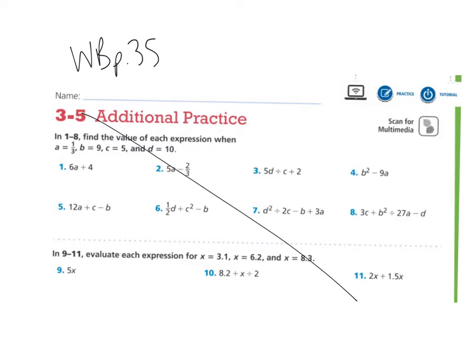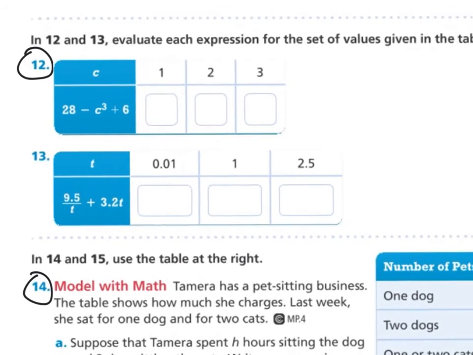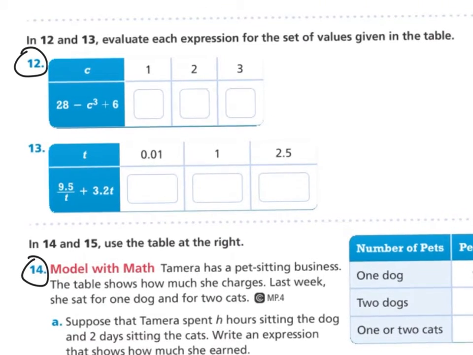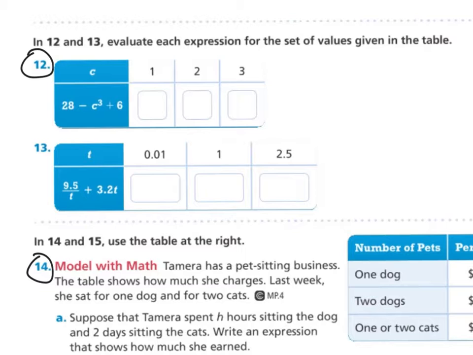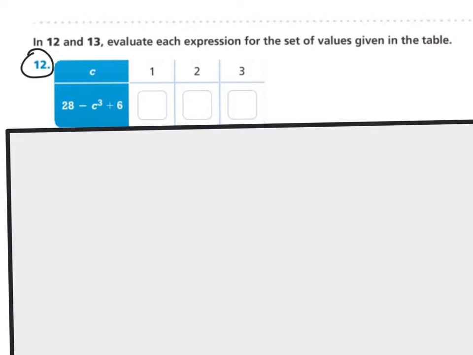Looking at workbook page 35, the first problems are all very similar to what we did in the book, so we're going to skip on to some other things that we haven't had as much practice with. So let's look at number 12. Number 12, it says evaluate each expression for the set of values given in the table. Basically, it's the same idea as what we just did in your book, only they want us to put in 3 different numbers. So it's basically just 3 problems in one.